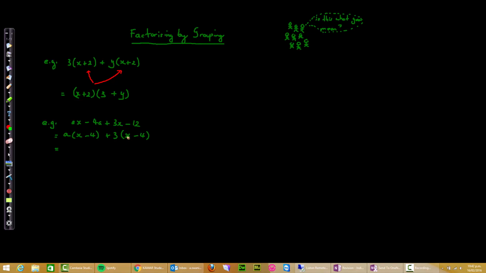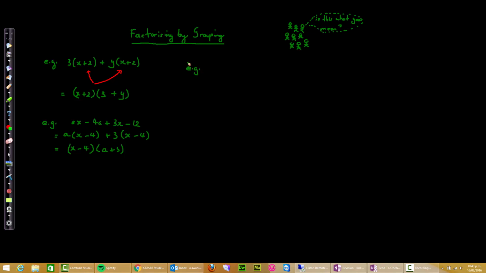And x minus 4 is now a common factor of both these parts here, and what would go inside the brackets is a plus 3. And once again, x minus 4 times a would give this part back, x minus 4 times 3 would give this part back. Okay, and perhaps one final example where sometimes a little bit of rearrangement might be needed.